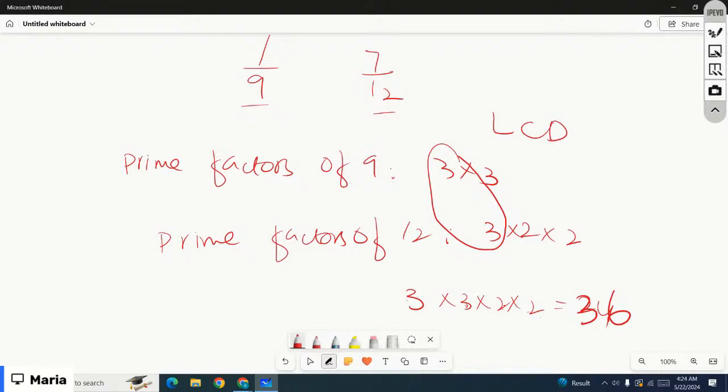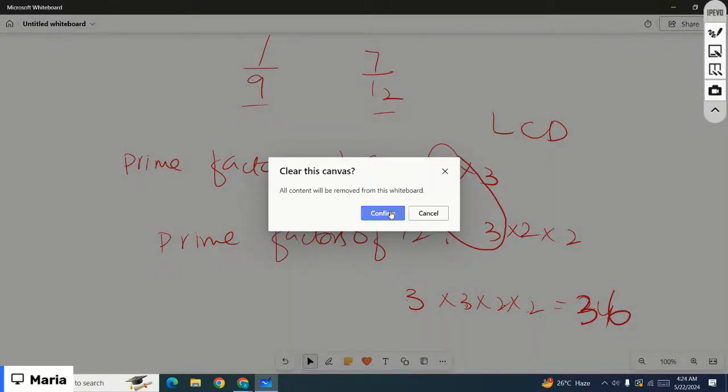Okay, the next example is 7 over 8 and 11 over 12. We have to find the least common denominator of 7 over 8 and 11 over 12. So how do we find it?